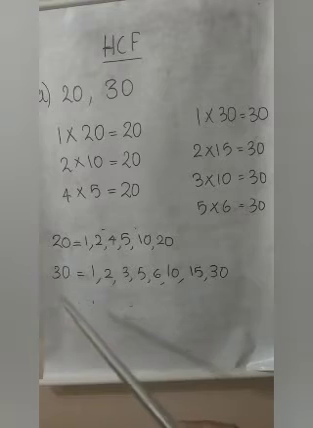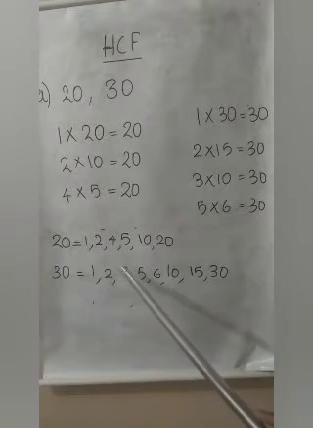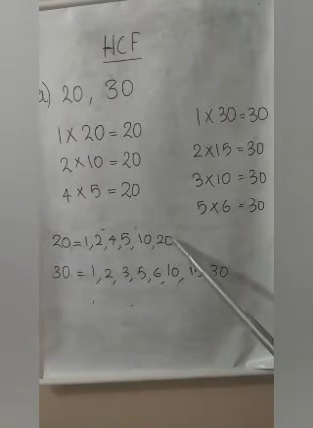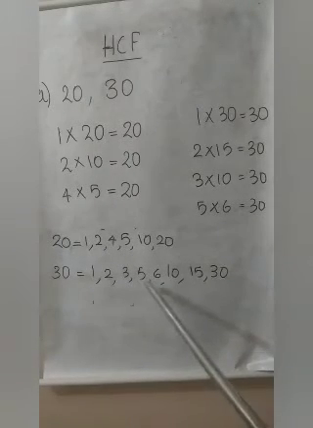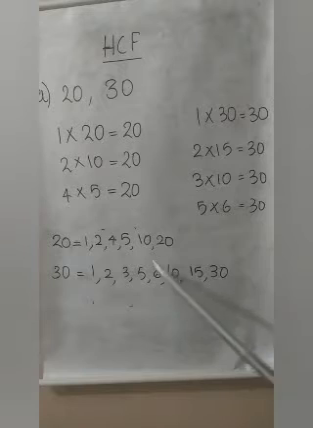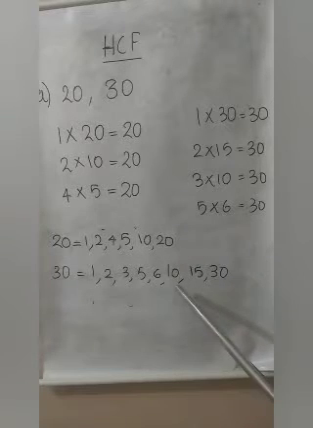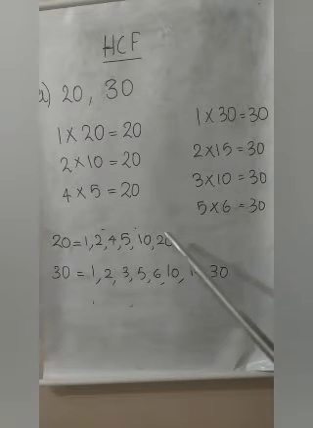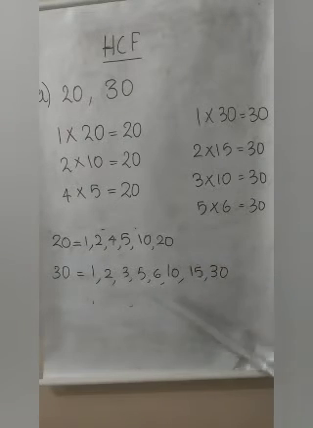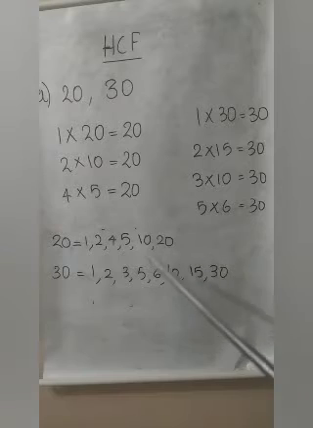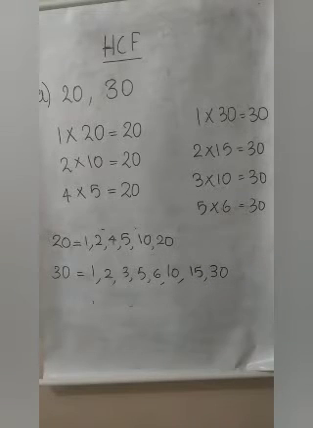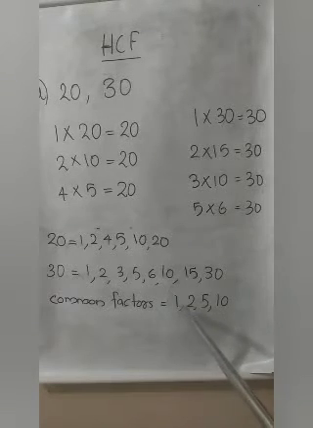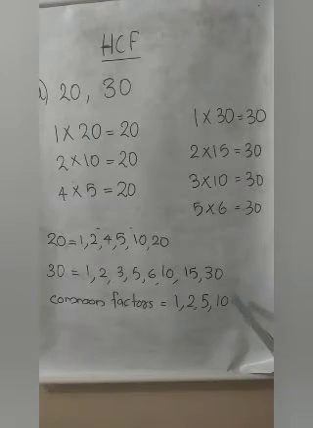Now coming to the case of 30. 1 we discussed. 2 we discussed. 3 we are having here in 30 but we don't have 3 in 20. So we cannot take 3. Now 5 we discussed. 6 we have here but we don't have 6 here. 10 we discussed, 15 we have here but we don't have here, 30 we have here but we don't have here. So, we discussed all the factors here in 20 and 30 and we found out what are common factors. So, what are the common factors here? 1 is a common factor, 2, 5 and 10.